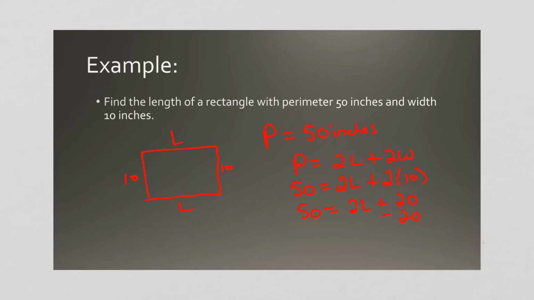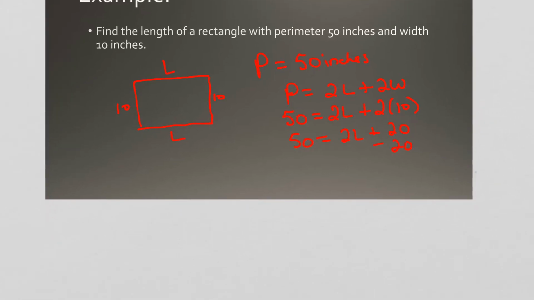Subtract 20. Let me move this up a little bit. I've got 50 minus 20, which is 30. And then divide by 2. So L is equal to 15. 15 what though? We're dealing with inches here, so make sure you tell me 15 inches.